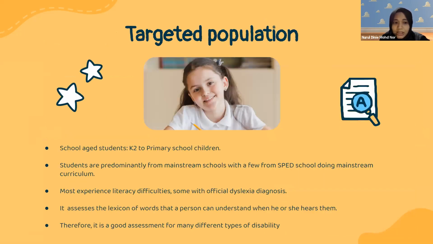As mentioned just now, the PPVT can be used from the age of about 2.5 to about 90 years old. However, the target population are still kids between the age of 6 and primary school students. In Singapore, students are predominantly from mainstream schools and some from Pathlight School, which is a SPED school. Most of them experience literacy difficulty, and some have an official dyslexia diagnosis. It can assess the vocabulary of words that a person can understand when he or she hears the word. Therefore, it is a good assessment for many different types of special needs students.